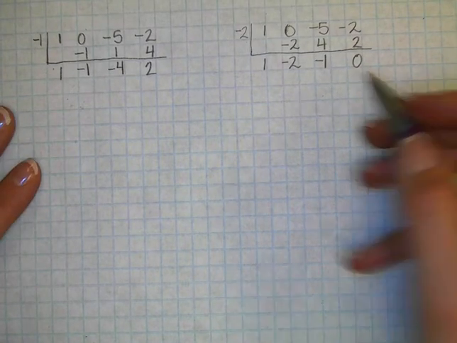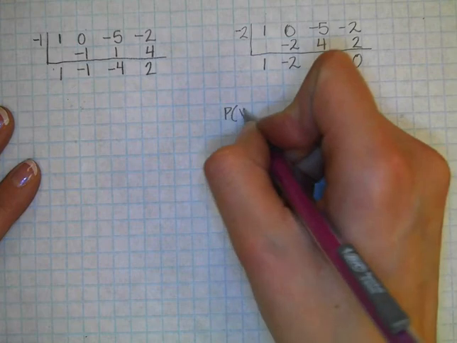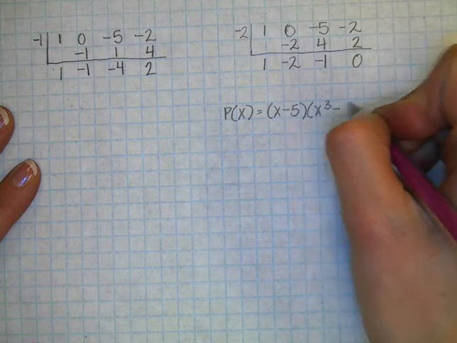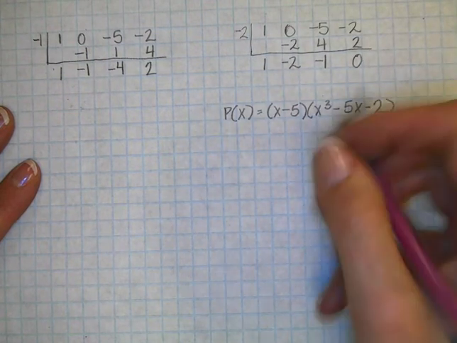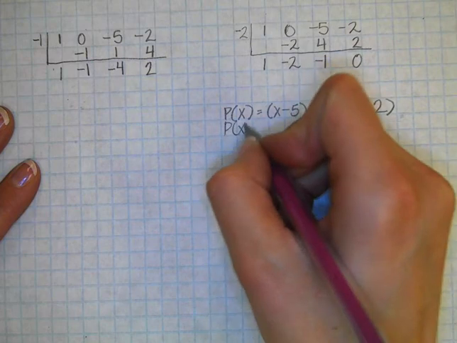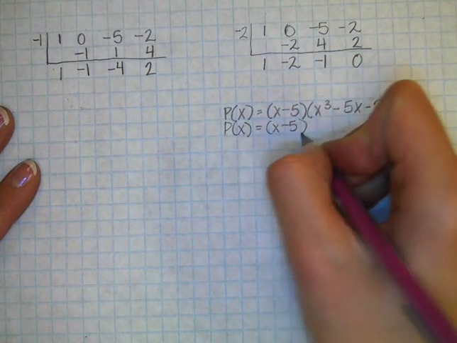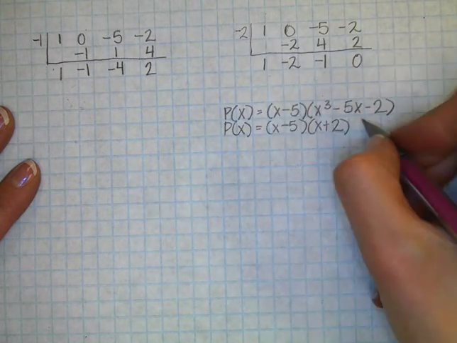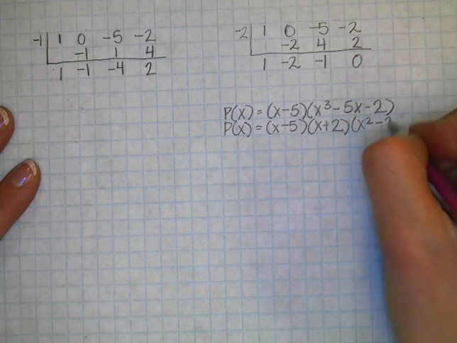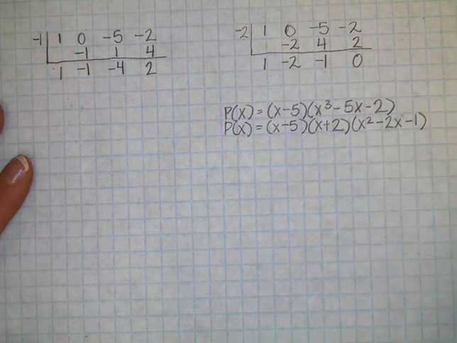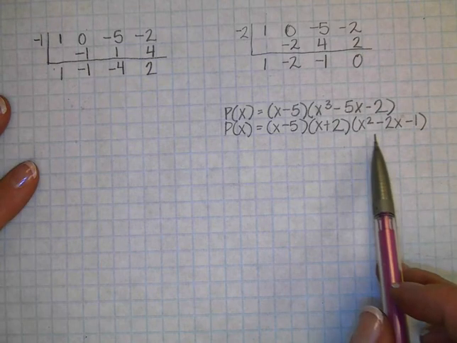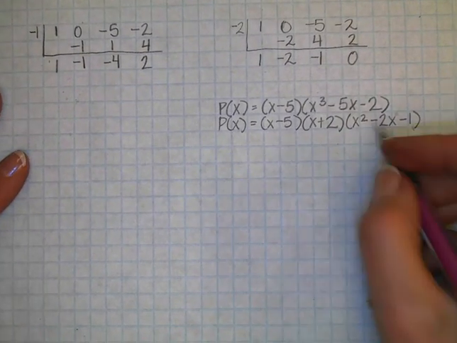So now our polynomial, before this step, we had broken it down to p of x equals x minus 5 times x cubed minus 5x minus 2. Now we divided x plus 2 out, so we have x minus 5 times x plus 2, and we are left with what we see here, x squared minus 2x minus 1. And we are going to see if this can factor, which cannot. So this problem gets longer. How do we find our other zeros? We're going to use the quadratic formula with this part.